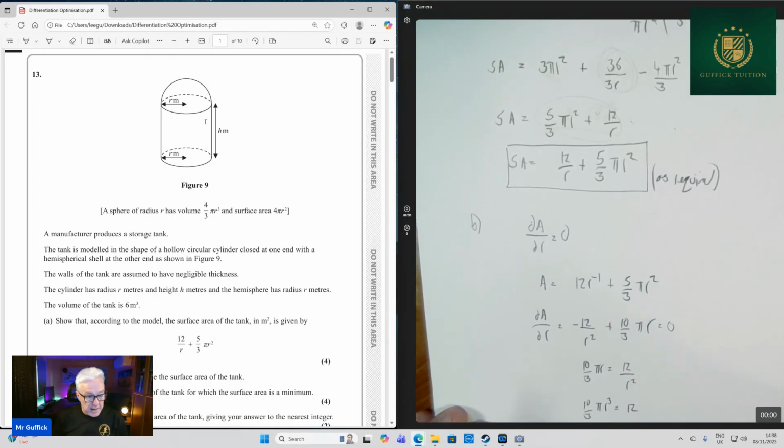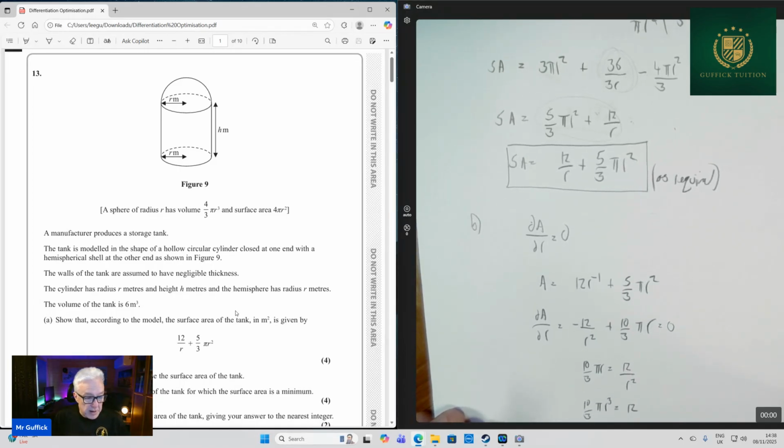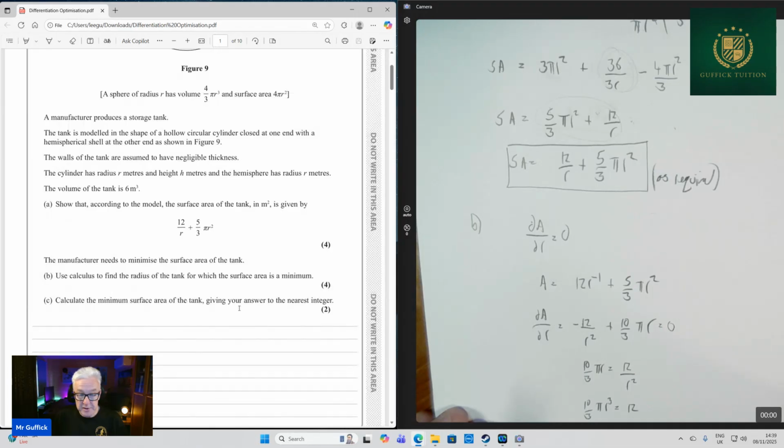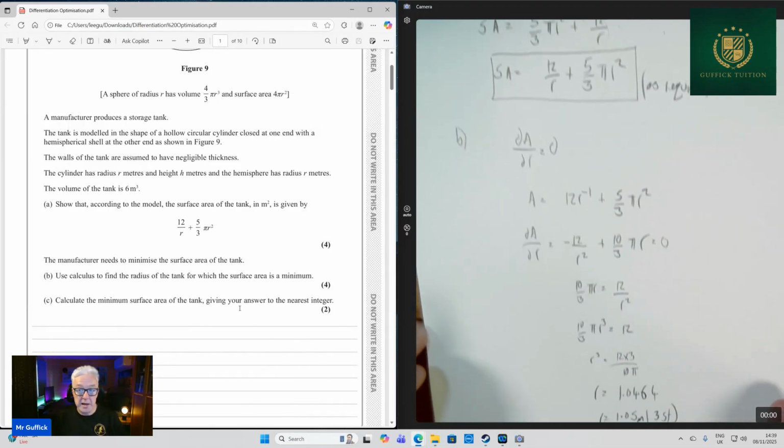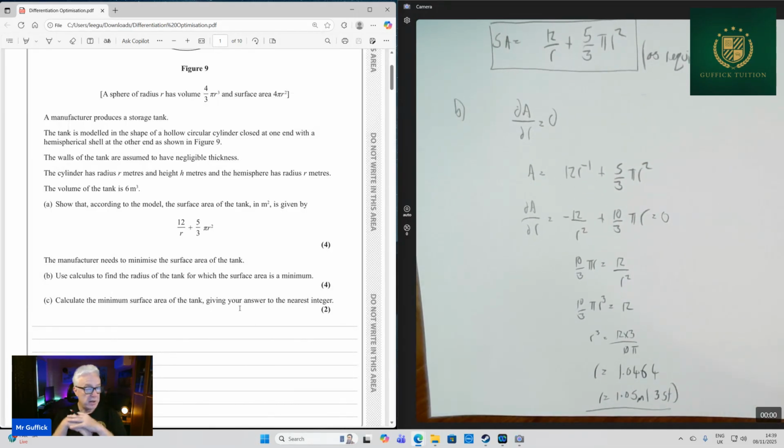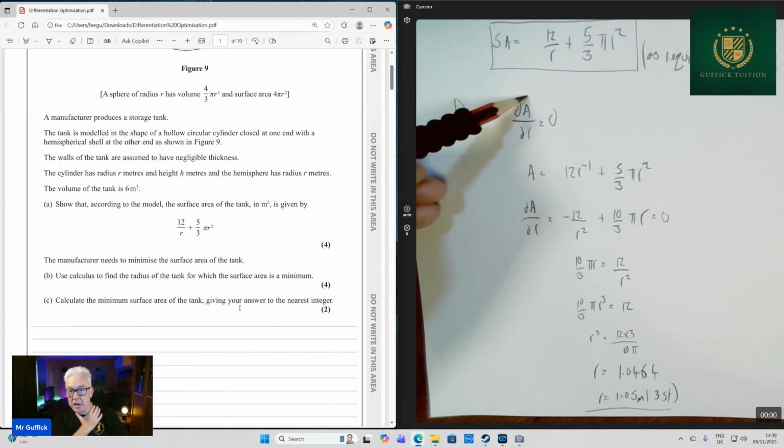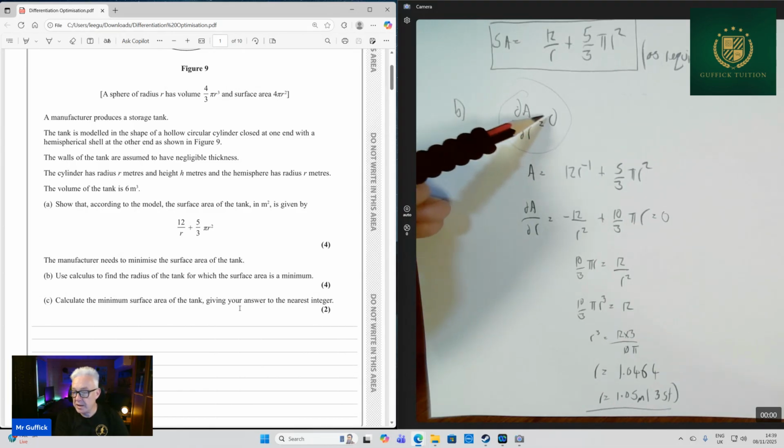Now the next thing, it says the manufacturer. Now in my experience, these part B's are always way easier than part A. It says the manufacturer needs to minimize the surface area of the tank. Use calculus to find the radius of the tank for which the surface area is a minimum. So a minimum occurs when dA by dr is equal to 0.